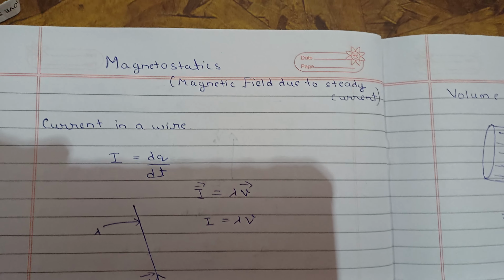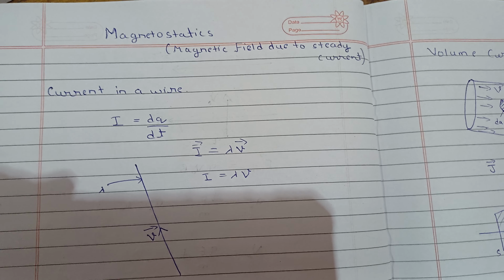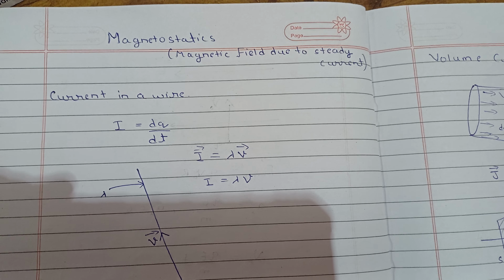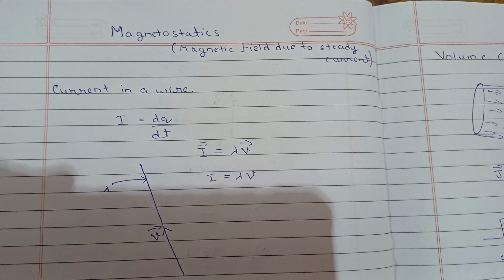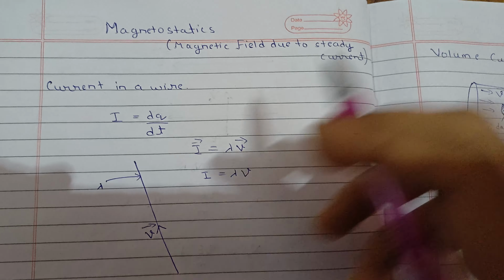So hello everyone, this is lecture 19 for electricity and magnetism. In the last lecture we completed the motion of charged particles in the electric and the magnetic fields, and today we will start magnetostatics. What we will study here is the magnetic field due to a steady current. So we will study all about the magnetic field which is due to steady current.